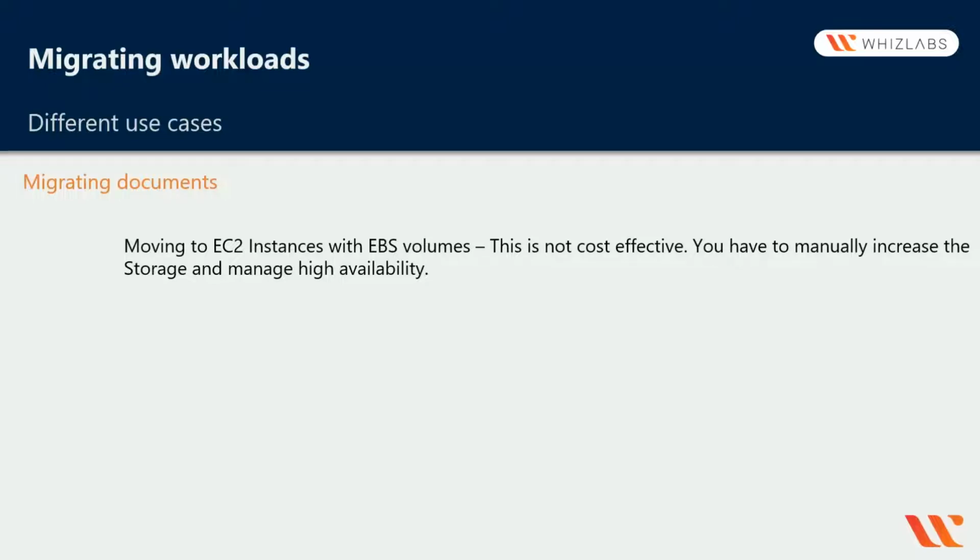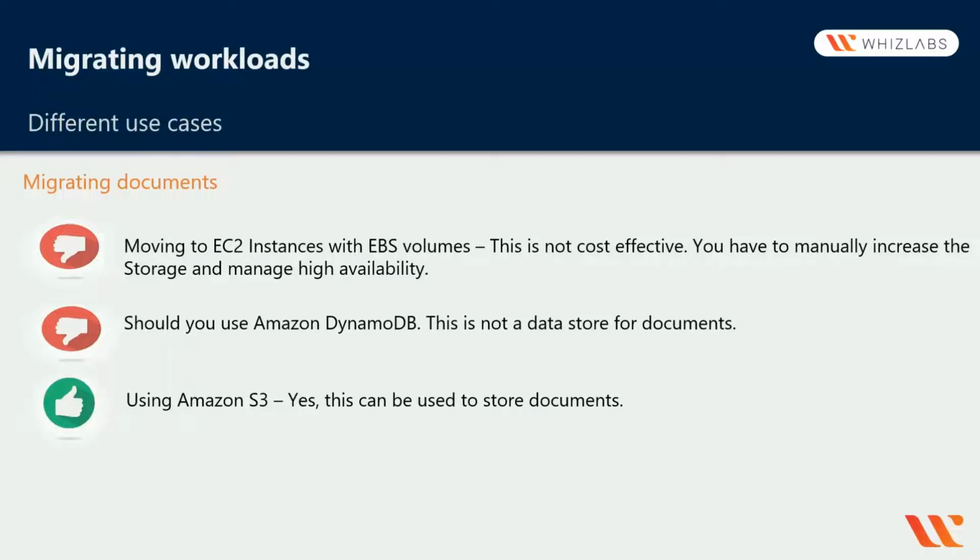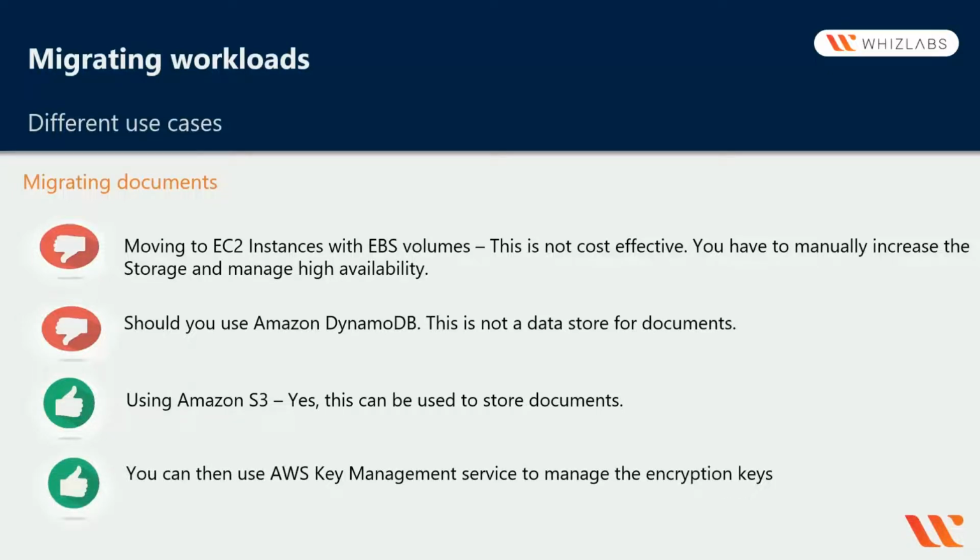So would moving to EC2 instances with EBS volumes be an ideal solution? You could actually store the documents on EBS volumes, but this is not cost effective. And you would manually need to increase the storage and manage the high availability. What about using Amazon DynamoDB? Well, remember, this is not a data store for documents. What about using Amazon S3? Yes, this is the perfect place to store your documents. You can also use the AWS Key Management Service to manage the encryption keys.